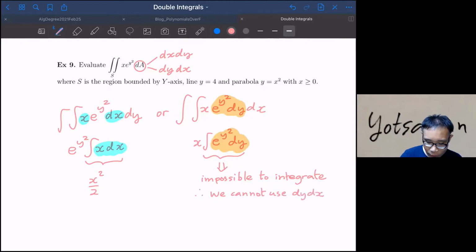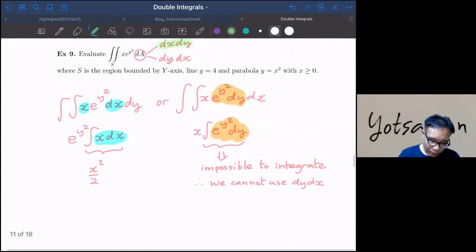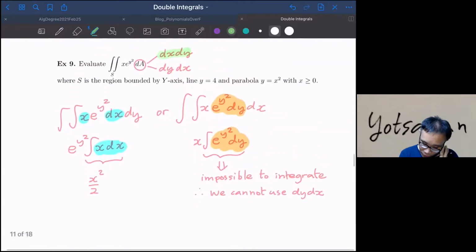So we end up with only the first choice. We are going to use dx dy in this case. So let's sketch the picture.